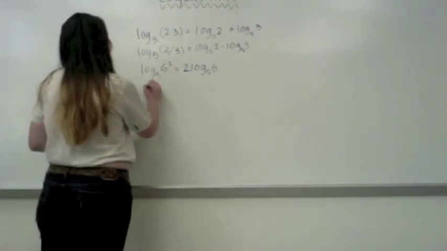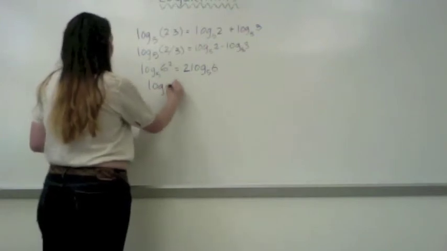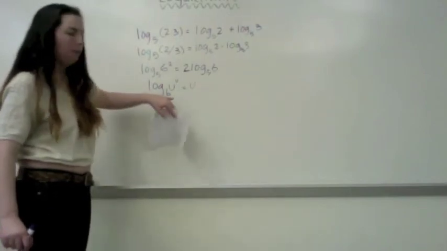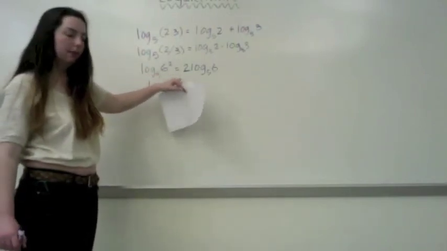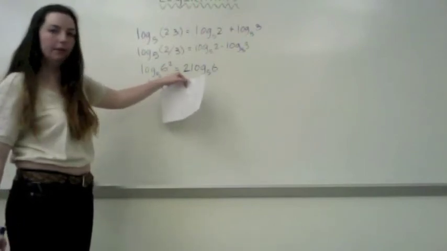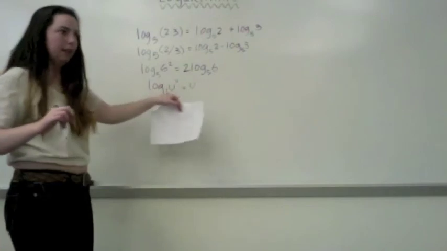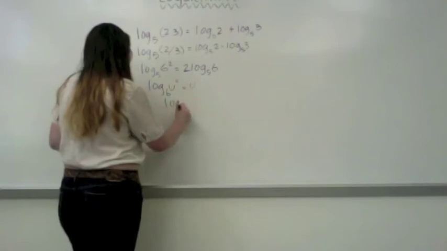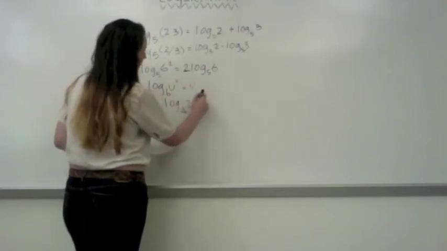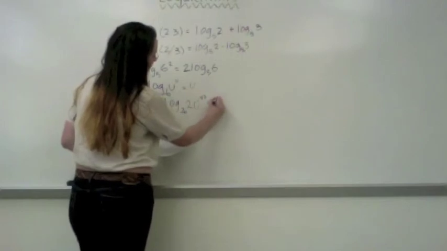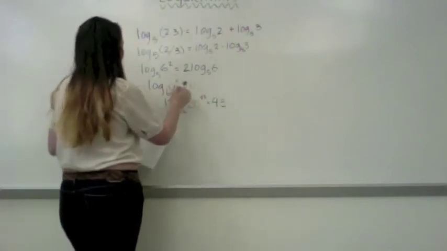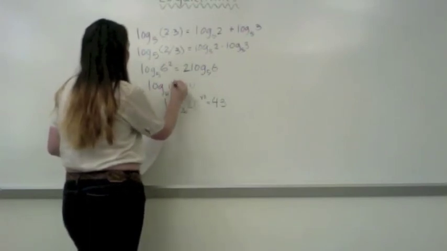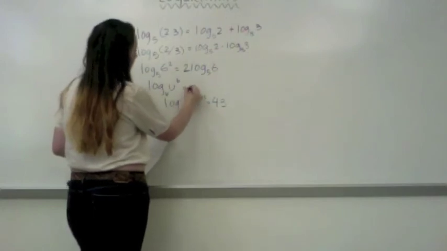But another property that's important to know is this one, which says that when you have a base raised to a number, the log of that equals that number. So if we have log base 20 of 20 raised to the 43rd, that answer is going to be 43. Oh, I'm sorry, I mean u equals 8.